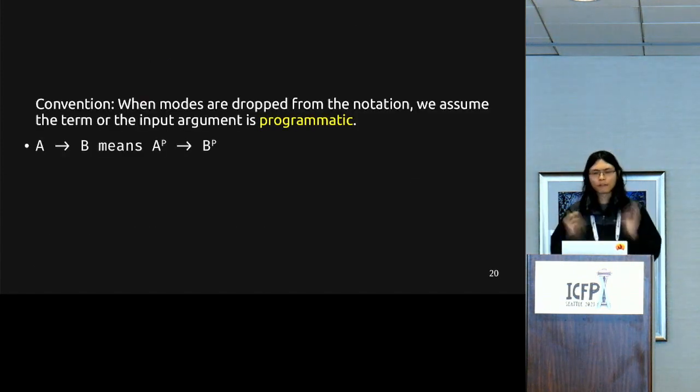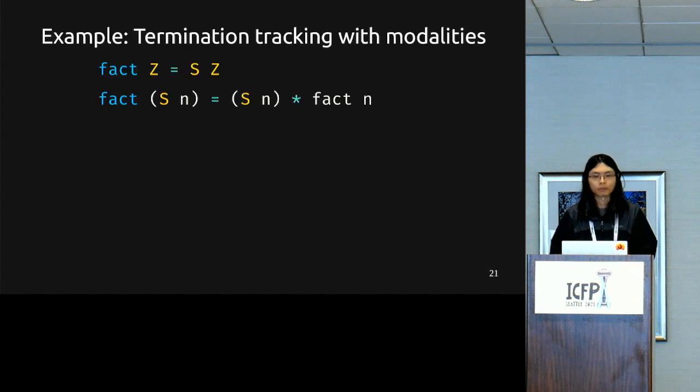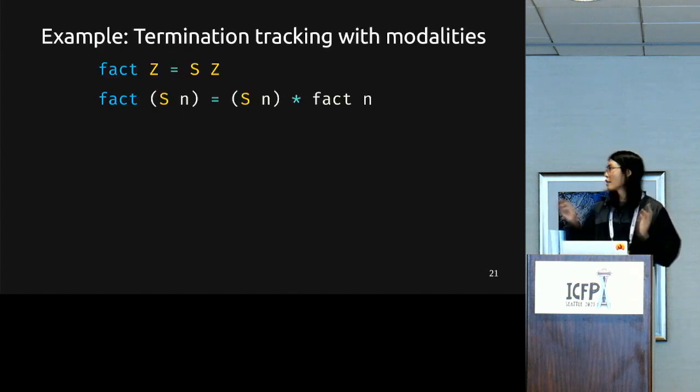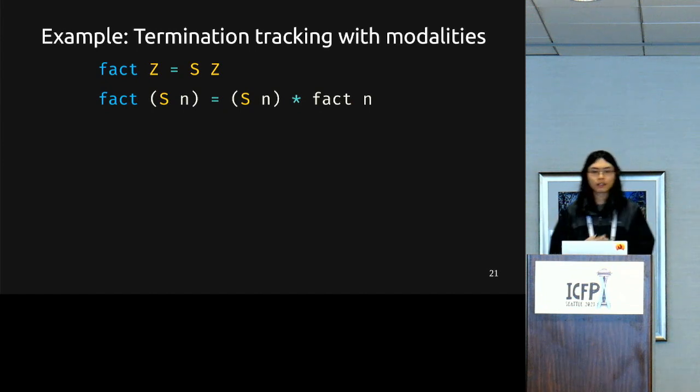Here's a very important convention. When modes are dropped from our notation, we assume that the term or the input argument is programmatic. For example, A arrow B means it's a function that takes a programmatic input and produces a programmatic, or potentially diverging, output. Here's an example of how termination checking with modalities works in our language.